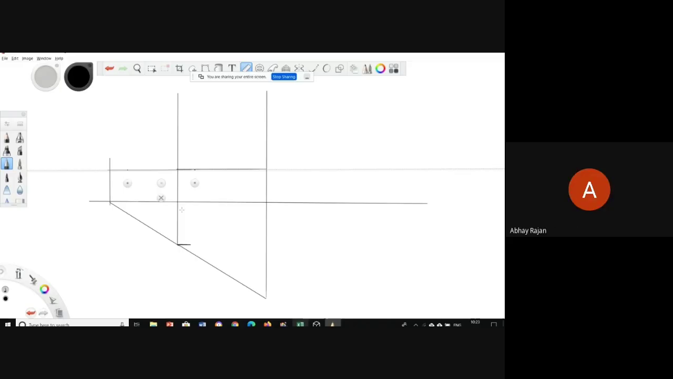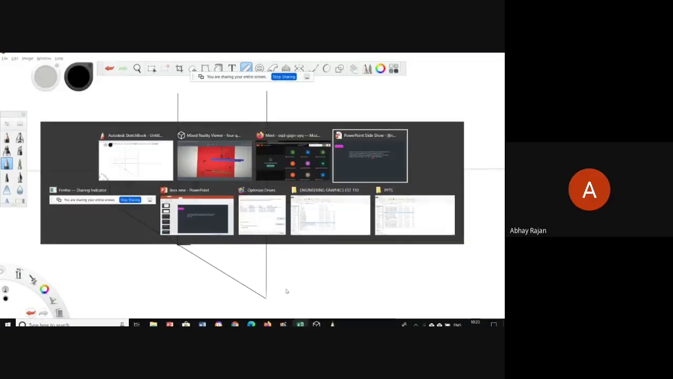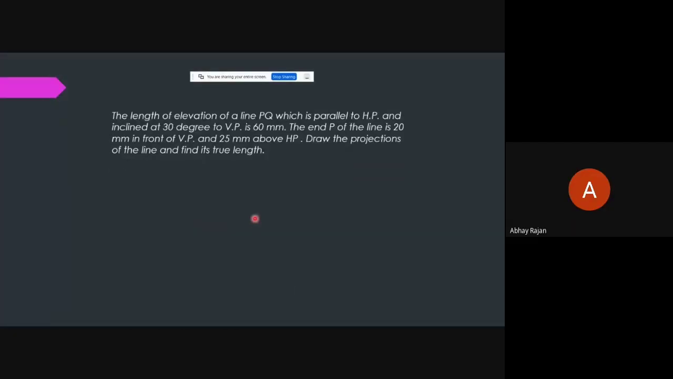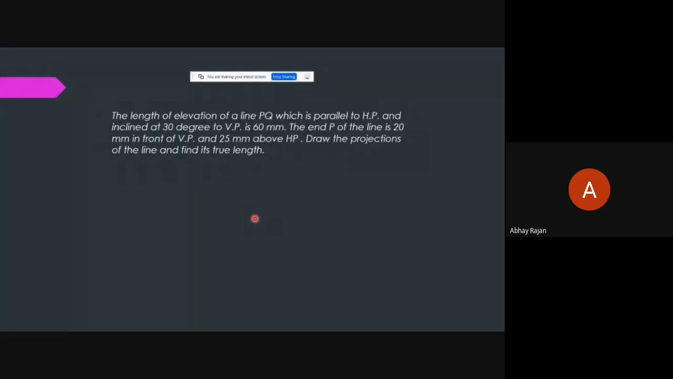Okay, so we move on to the next question. So you can note down this question. The length of the elevation of a line PQ which is parallel to HP and inclined at 30 degree to VP is 60 mm. The end P of the line is 20 mm in front of VP and 25 mm above HP. So draw the projection of the line and find its true length.